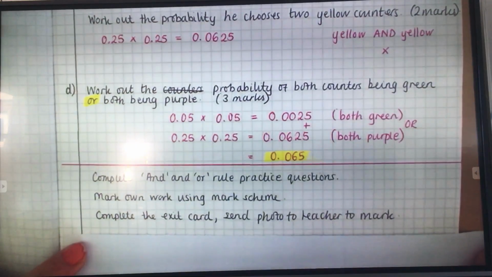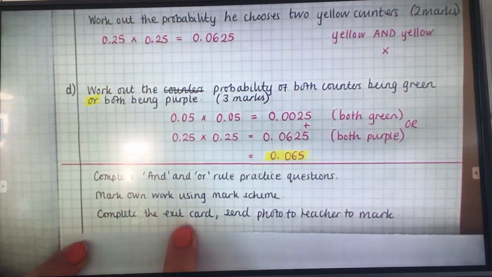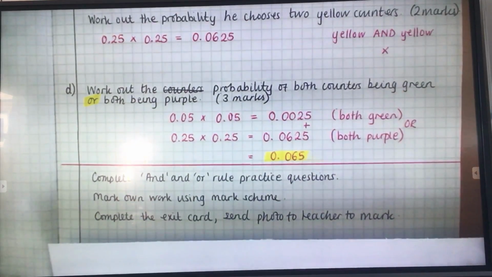You can mark it using the mark scheme, and I'd like you to complete the exit card and send the photo to your teacher to mark it.